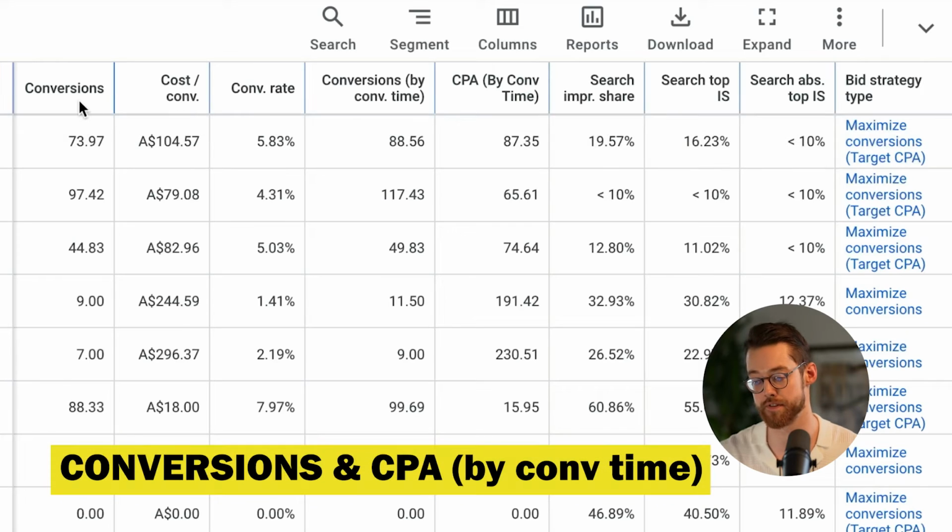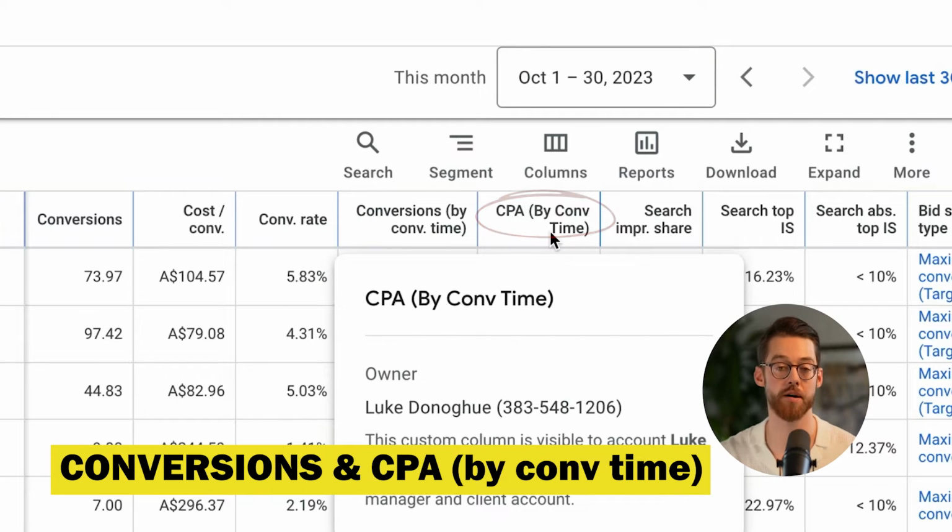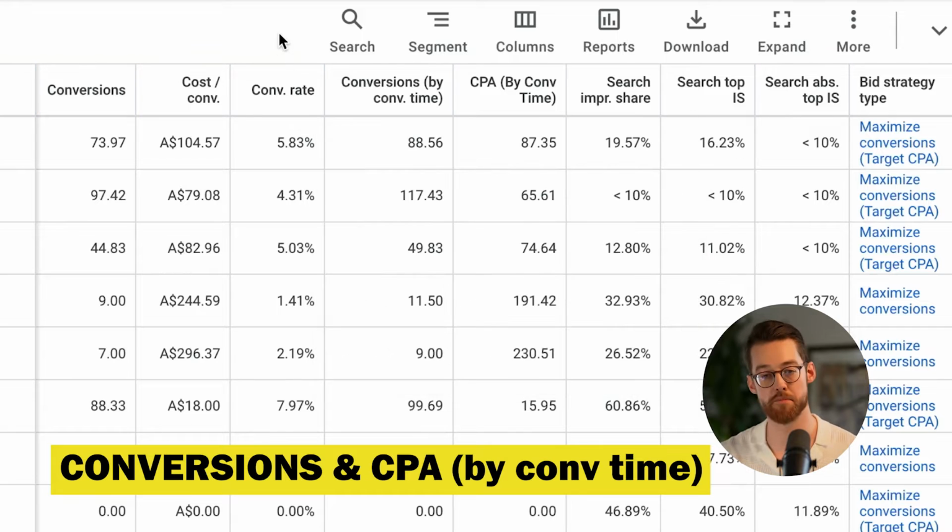And that basically means there's going to be some latency in the reporting of that conversion in your standard conversions column. So that's where these two columns, conversions by conversion time and CPA by conversion time, which I'm going to show you how to set up in a second, which is a custom column, can give you a much clearer idea of where conversions are actually at in that recent time period.